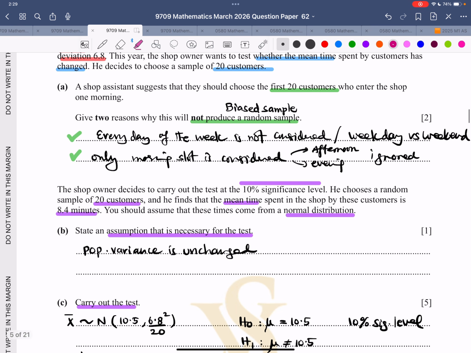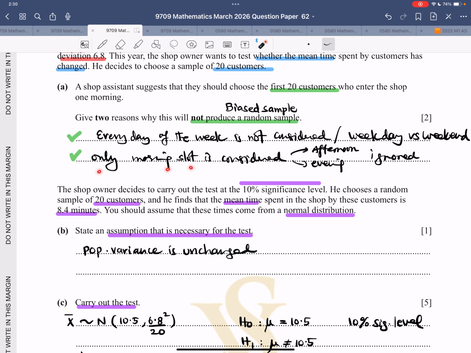So now let's have a look. First of all, why is this a biased sample? Every day of the week is not considered. There should be a clear distinction between weekday versus weekend. Of course, in the morning time, there are very low chances that customers will come. They will usually come in the morning time on weekends.